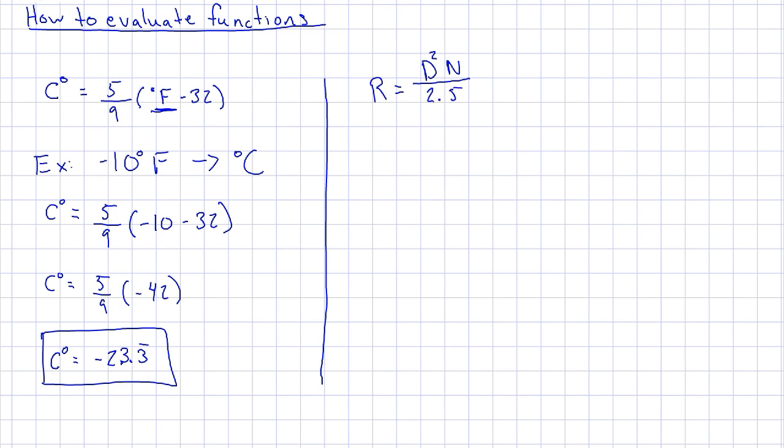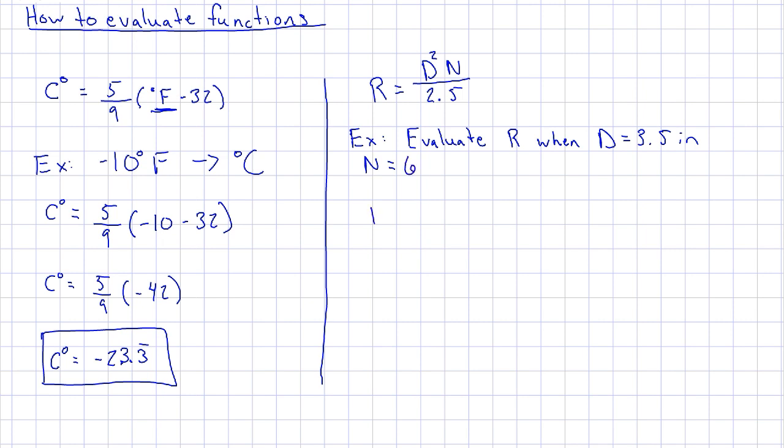And this is like an automotive function that's used to calculate the SAE rating. But for our purposes, we're really just interested in evaluating this function. So the example will say, evaluate R when D equals 3.5 inches and N equals 6. So that's our particular example.